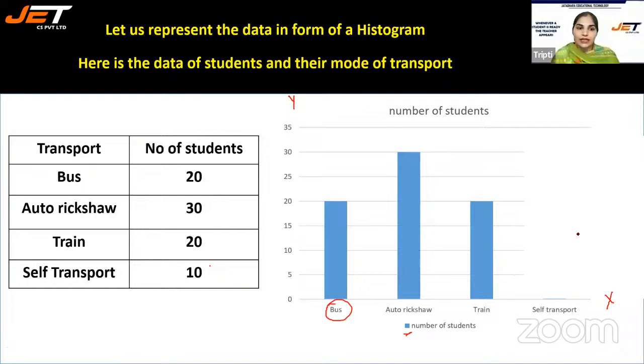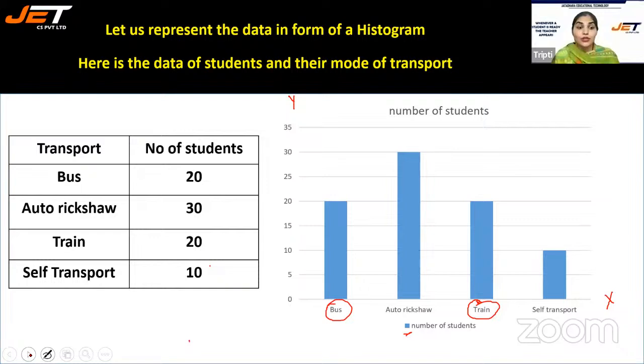Then we have train. Train, 20 students are using train, or they're going by train as a mode of transport. So here for a train, there are 20 students. We are marking here on 20. And self-transport, we have 10 students who are coming by their own transportation system. They're using their own transport. So 10 are coming by their own transport.